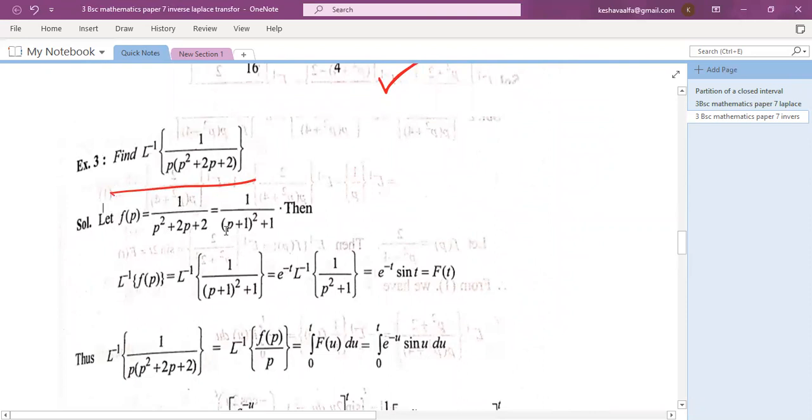We did this problem many times. Just convert the denominator into (a plus b) whole square. That is p square plus 2p plus 1, that is (p plus 1) whole square plus 1. So L inverse of f of p is L inverse of 1 by ((p plus 1) whole square plus 1). So just use the first shifting theorem.